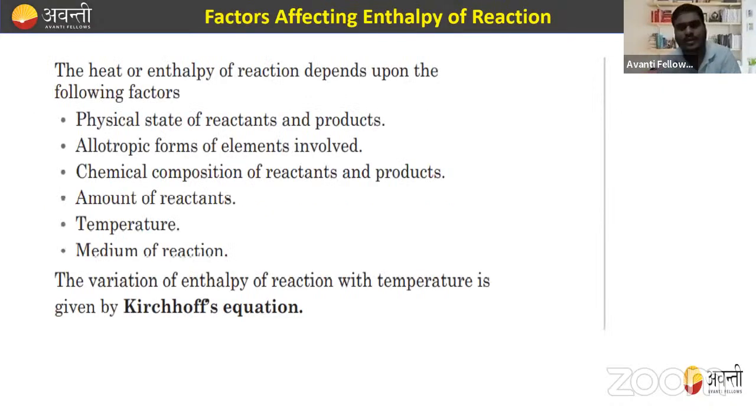Okay. So what are the various factors which affect the enthalpy of the reaction? There are various factors on which enthalpy depends. The first one is the physical state of reactants and products, then the allotropic form of the elements involved, chemical composition of reactants and products, amount of reactants, temperature, and the medium of the reaction. So these all are the factors on which the enthalpy, or we say heat at constant pressure, depends.